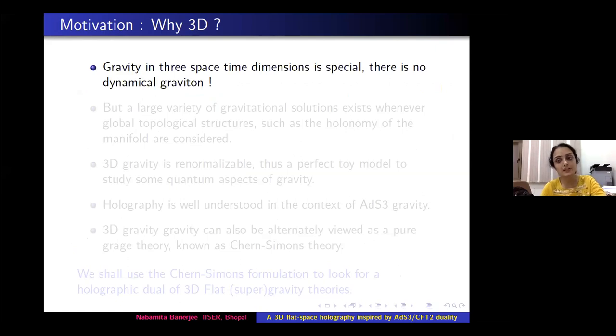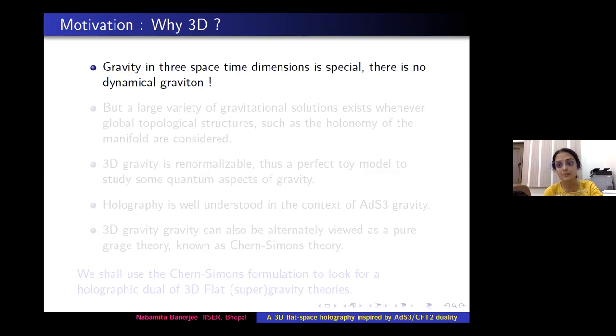Okay. So first, let us start with the question: why in 3D? Because of course, we don't live in 3D. So why am I studying three-dimensional space? That is because gravity in three space-time dimensions is special, because we know that there is no dynamical gravity.